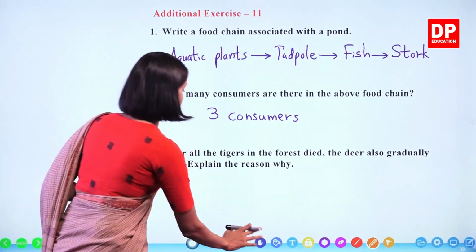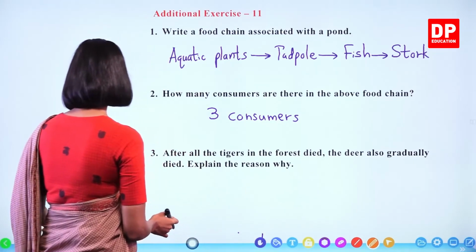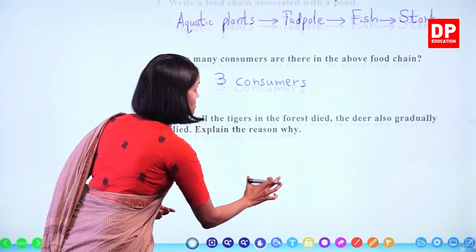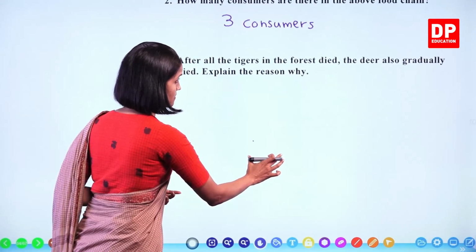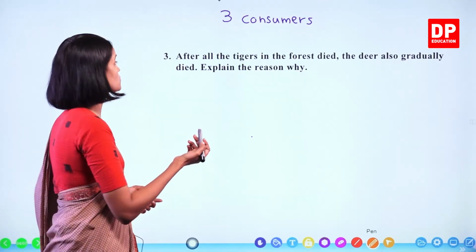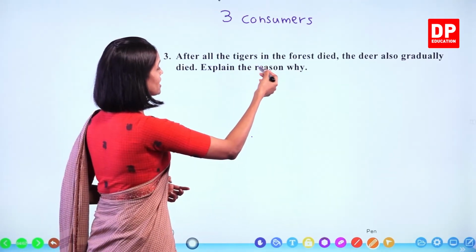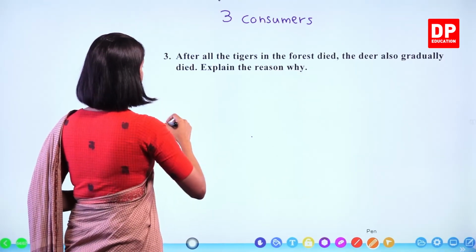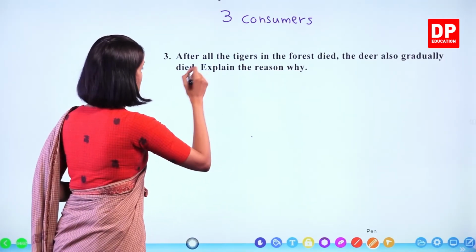We'll write the answer. Now, I hope you all have completed writing the answers for this one as well because we have already discussed this earlier. So, you have to clearly write the answers, okay? After all the tigers in the forest died, the deer also gradually died. Explain the reason why.